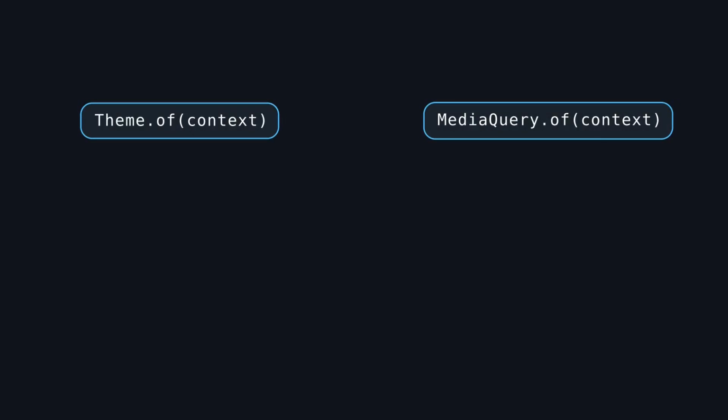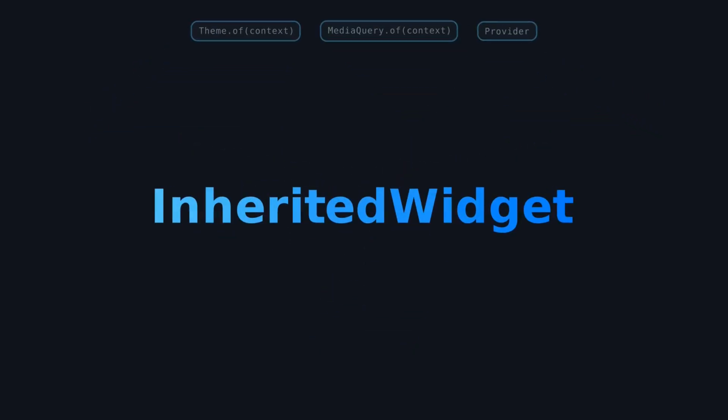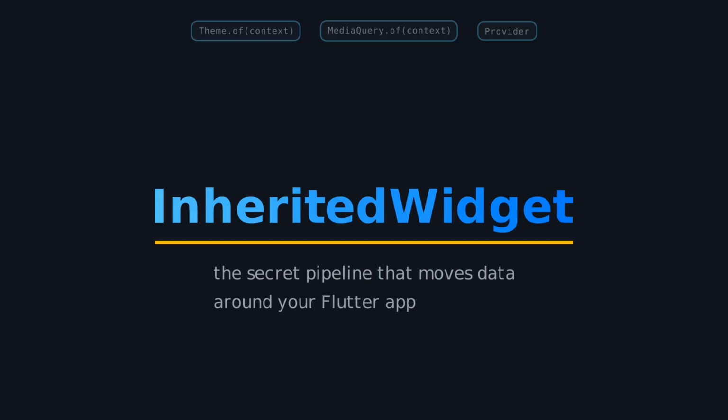Quick question. What do Theme.of(context), MediaQuery.of(context), and the entire provider package have in common? They're all powered by one widget. A widget you use every single day, probably without even knowing its name. It's called InheritedWidget, the secret pipeline that moves data around your Flutter app.